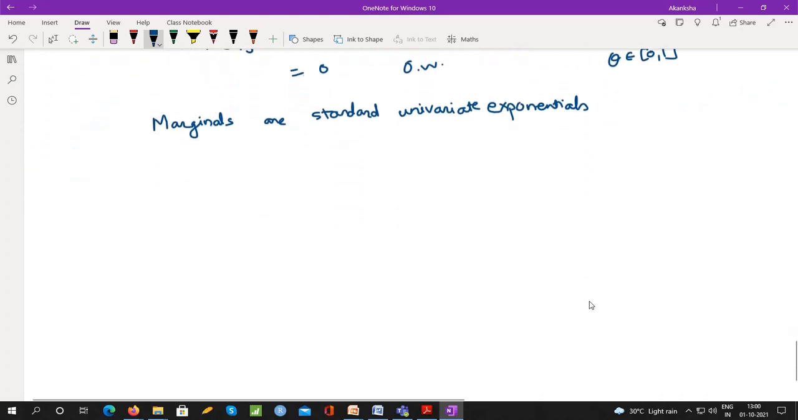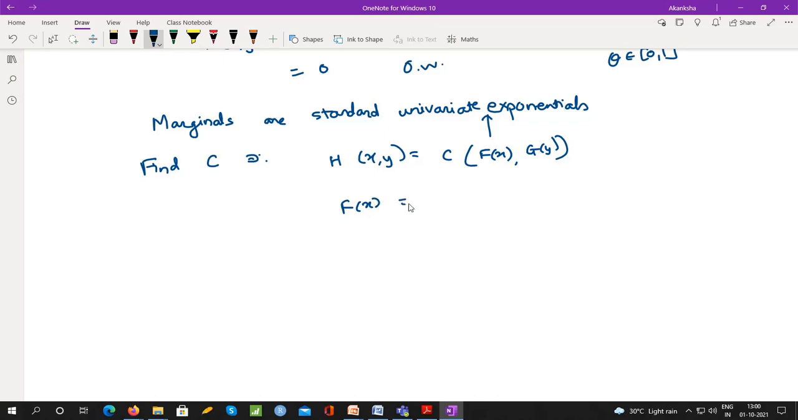Then we have to find C such that this h(x,y) could be written as C of F(x) and G(y), where F(x) and G(y) are CDFs of standard exponential. Okay, so what is F(x)? We know F(x) is 1 minus e raised to minus x. Similarly, G(y) would be 1 minus e raised to minus y.